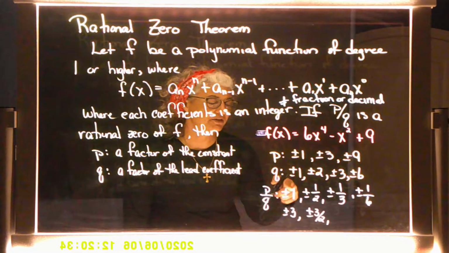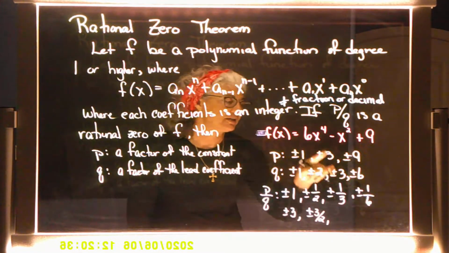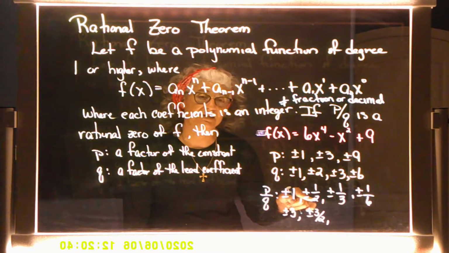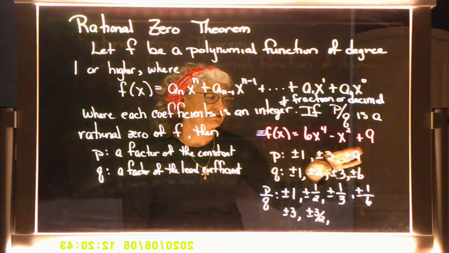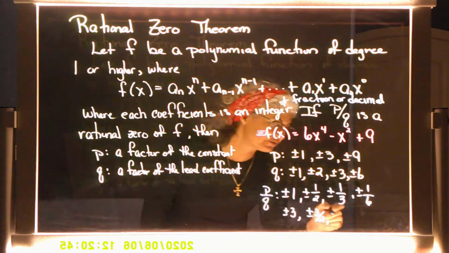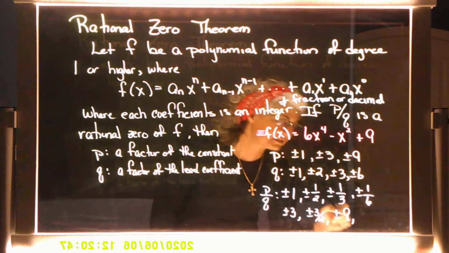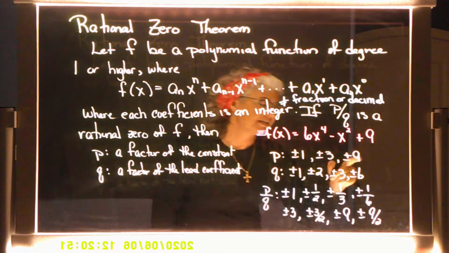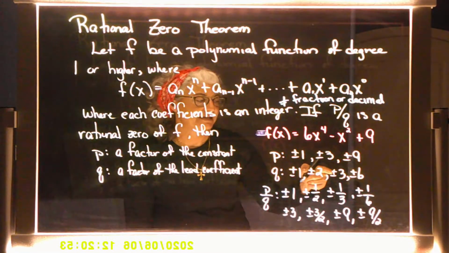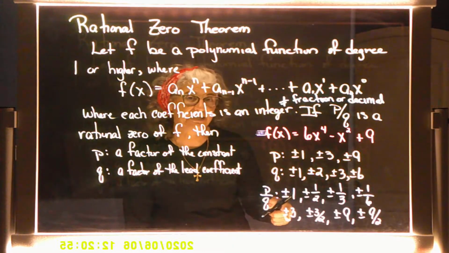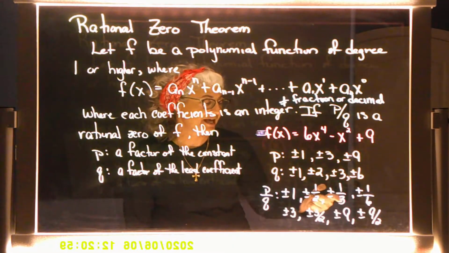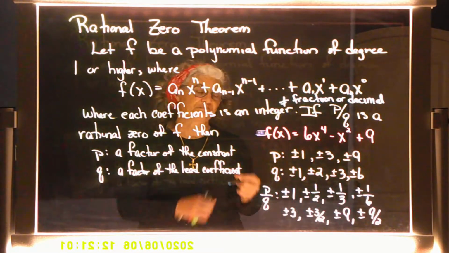What's 3 over 3? Yeah, that's 1. I already have 1. I'm not going to write it again. 3 over 6. That's a half. I'm not going to write it again. I already got it. So the 3 is done. Look at the 9. Yep, 9 over 1. 9 over 2. 9 over 3 is 3, which we already have. 9 over 6, that reduces to 3 halves, which we already have also.